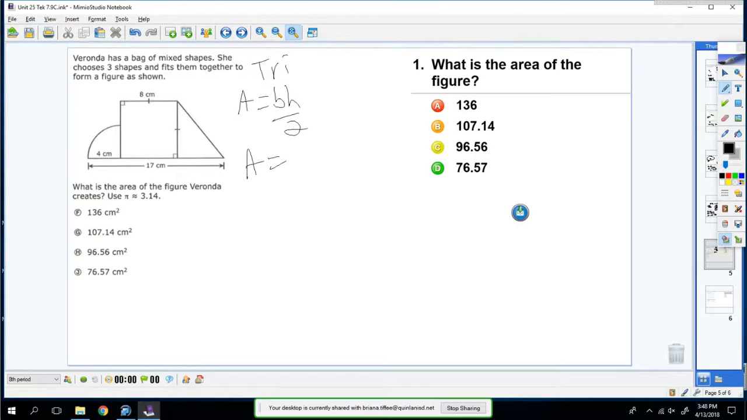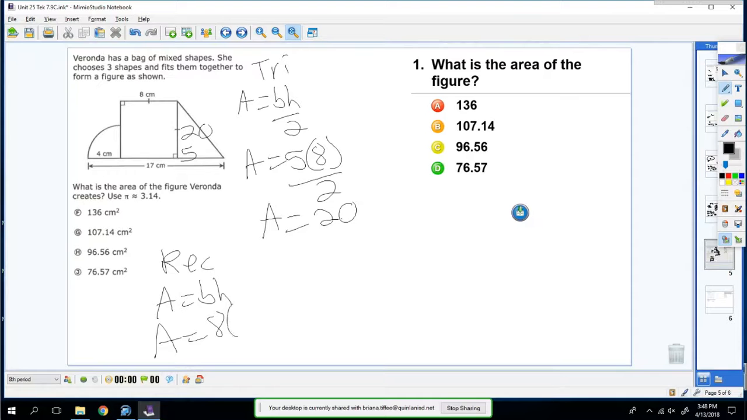So the base of the triangle will be 5, because this whole thing adds up to 17. So 4 plus 8 plus 5 is 17. So it'll be 5, and the height will be 8, divided by 2, which equals 20. So it means this triangle will be 20. The rectangle is just base times height, which would be 8 times 8, which equals 64.